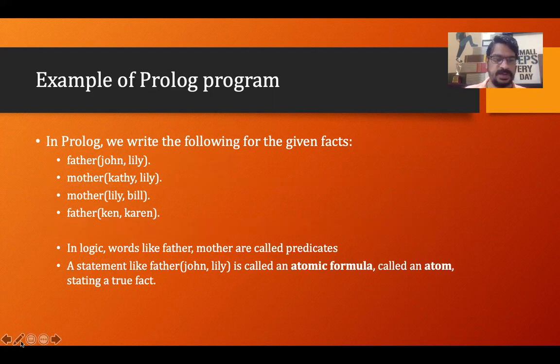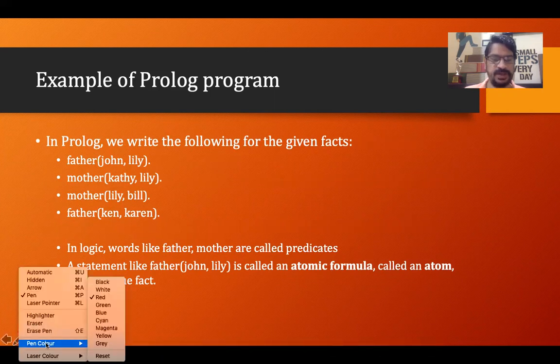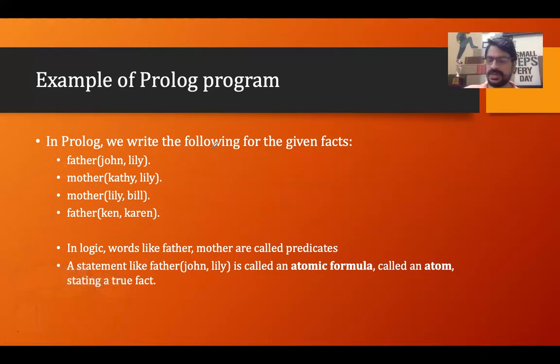We have some logic which is given. So what is the logic we have? We have the logic like there is a hierarchy of relationship between parent and their children. So we'll go through the same again. For the first one, it is written that John is the father of Lily. The second says Kathy is the mother of Lily. And next it says Lily is the mother of Billy.